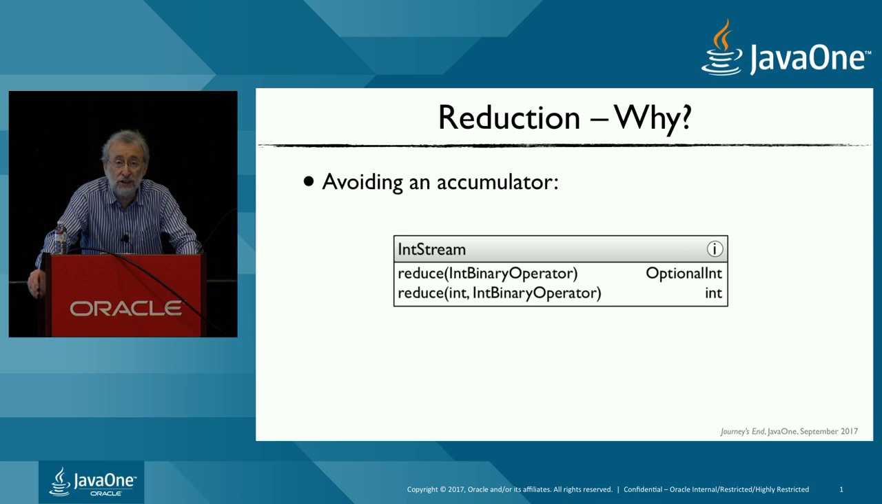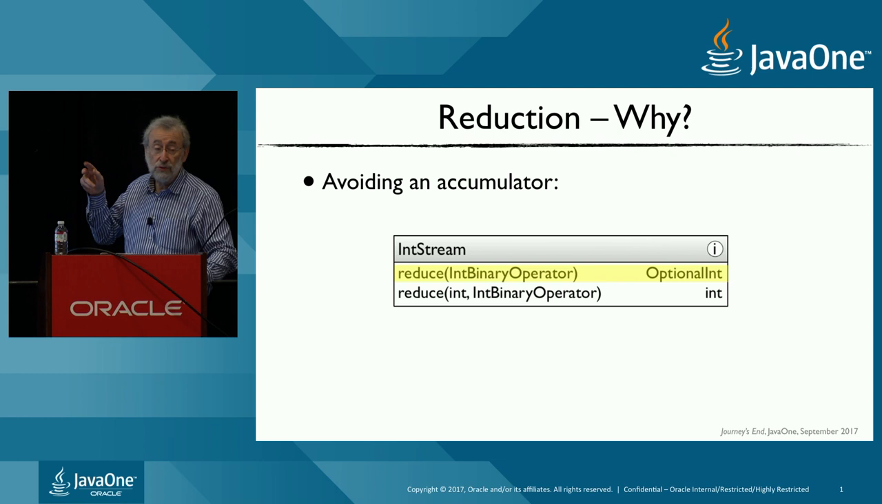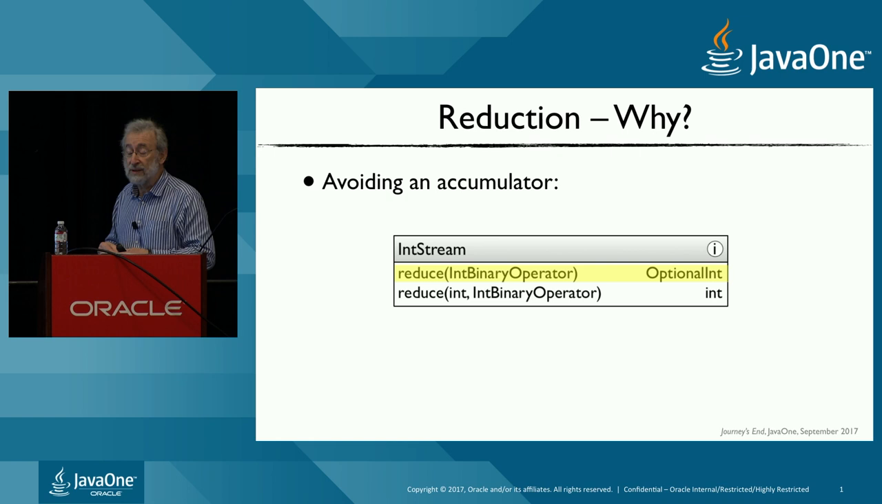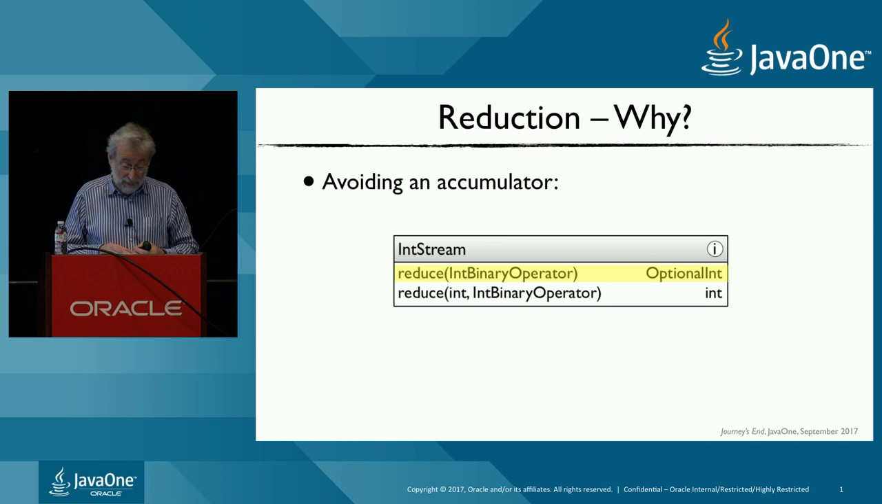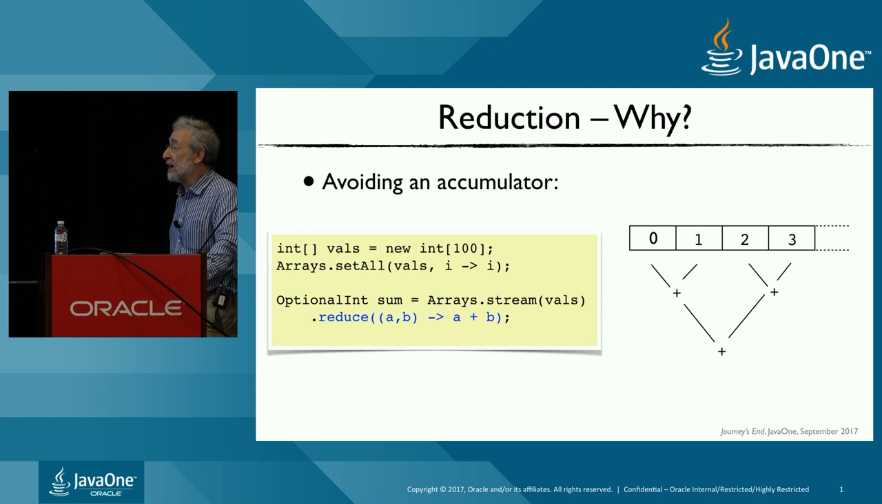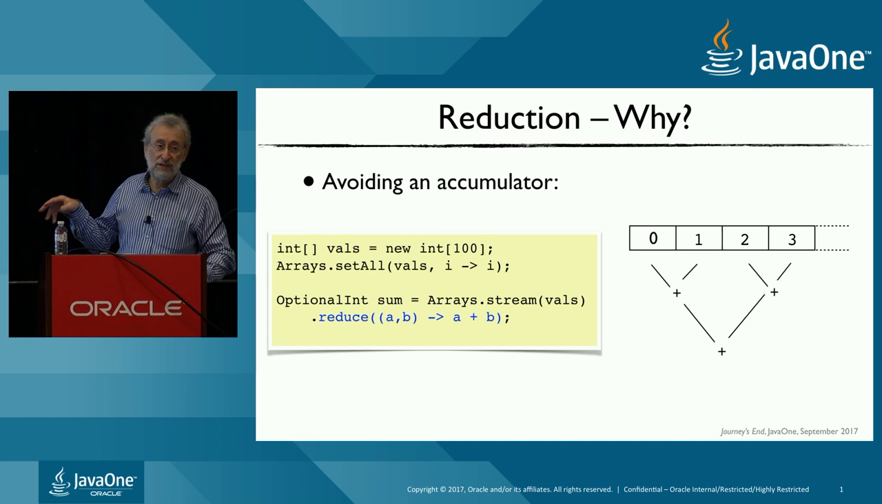So if we want to avoid an accumulator, we can use a so-called reduce operation. There are two overloads of reduce for IntStreams, one of them which takes a binary operator on ints, and one of them which takes a base value and a binary operator on ints. We'll see the difference between them, but the one I'm going to look at now is the first one. So avoiding an accumulator, you could write something like this. Here we're taking the values and putting them into a stream. Instead of using a list here, I'm just using an array.